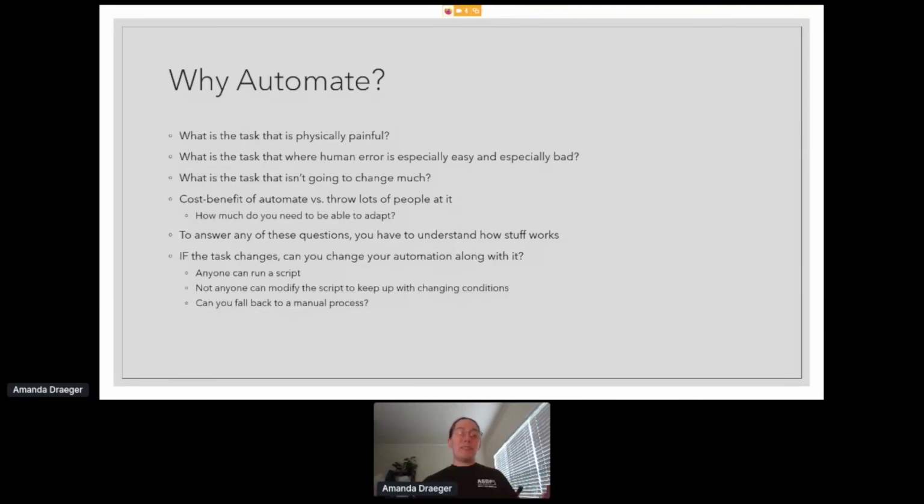And part of that is the changeability. How much do you need to be able to adapt? And to answer any of those questions, you have to go back to our first point, understanding how stuff works. This is important not just to decide whether to automate, but once you have an automation solution in place, you still have to understand how stuff works because, yes, anyone can run a script. However, when something fundamentally changes and that script breaks, can your people change the script or revert back to a manual process? So even when you have automations, you still have to train your people on how stuff works because things break, and you have to be able to compensate for that.